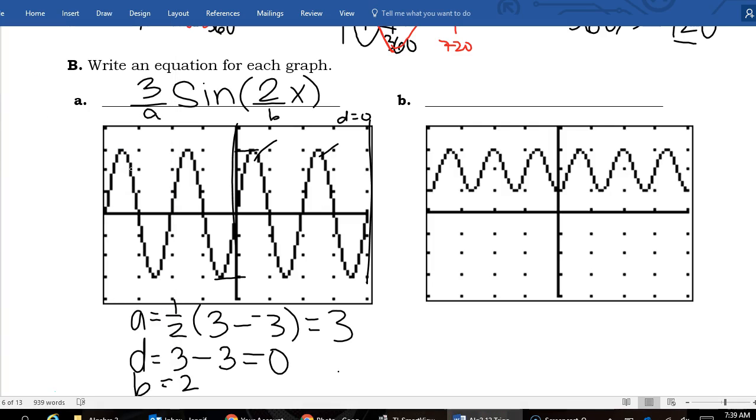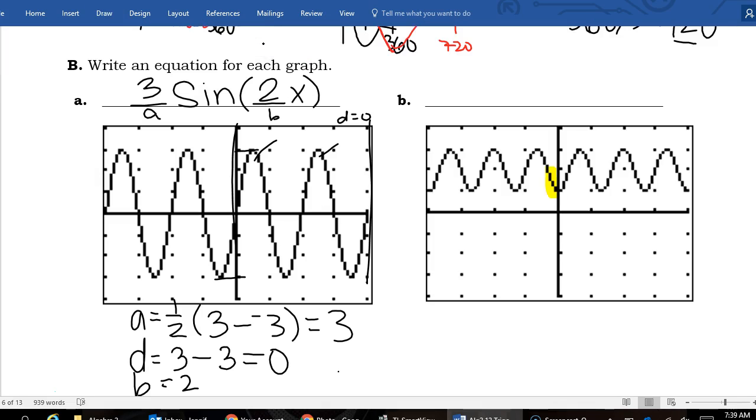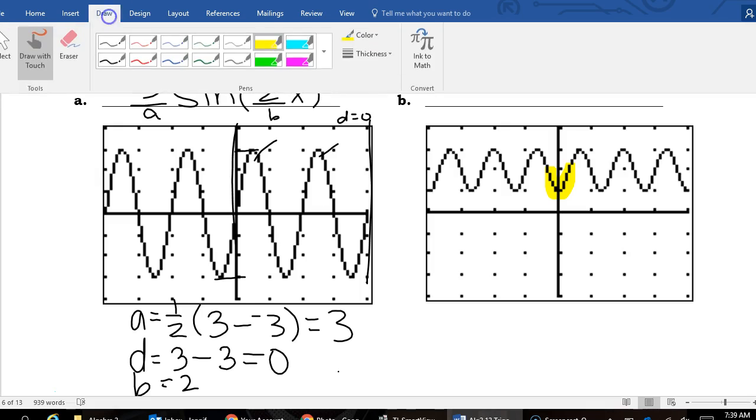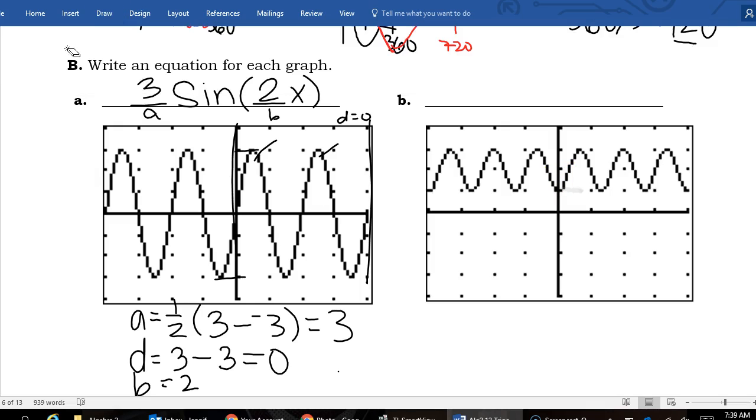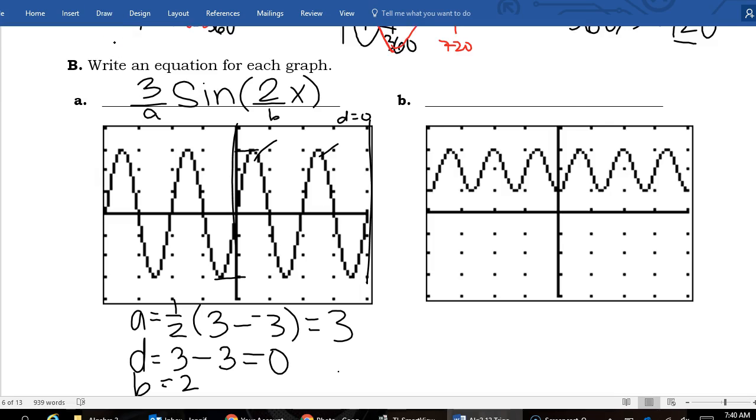Let's try the next one, letter B, sine or cosine. At the center, I see a U shape. A U shape at the center tells me it is a negative cosine. So I'm going to write the negative, but I'm going to leave a space just in case I need to fill in a number for my amplitude. Cosine. I'm going to leave a space for my period, and then I have a space for my vertical shift.